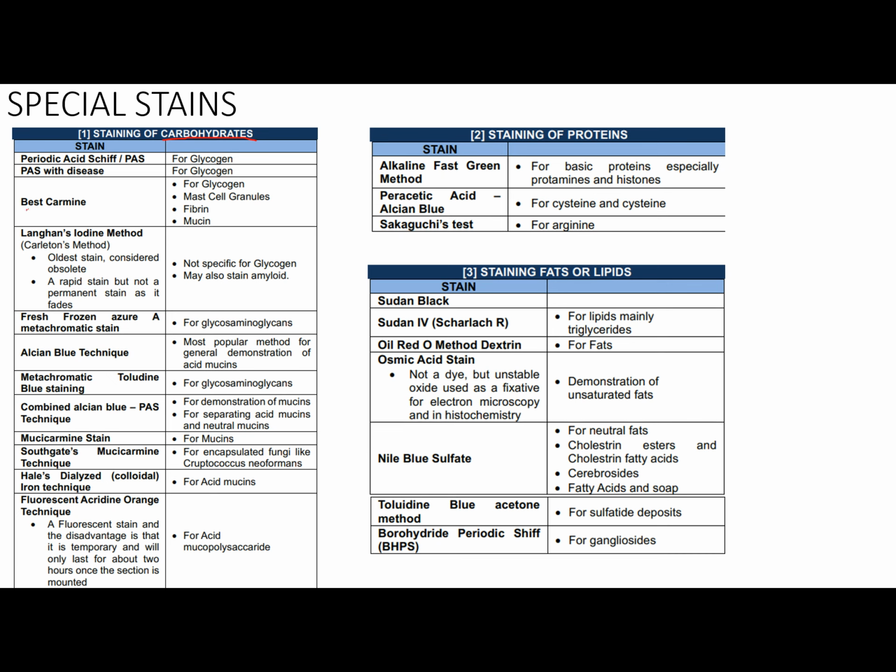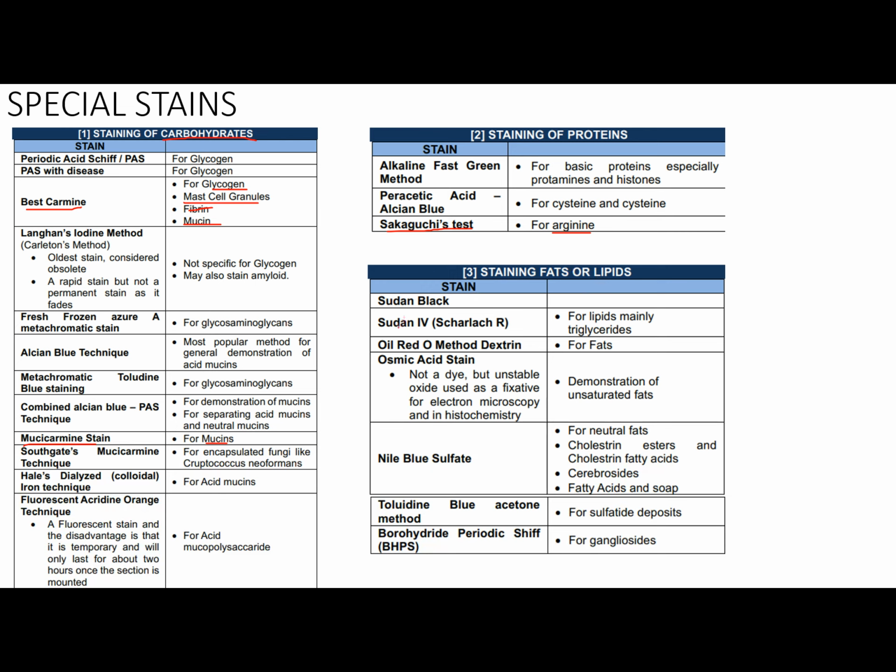A good example here is Best carmine for glycogen, mast cell granules, fibrin, mucin. Another example is the mucicarmine stain used for mucins. So all of these are used for staining carbohydrates: glycogen, mast cells, fibrin, mucin. So kindly memorize them. Another one is for protein. We have Sakaguchi's test, usually used for arginine. Then staining of fats, or lipids rather, sorry. We have the stain Sudan black.